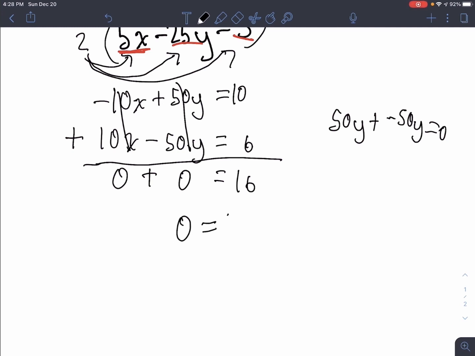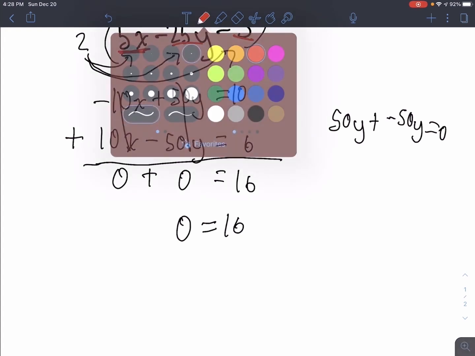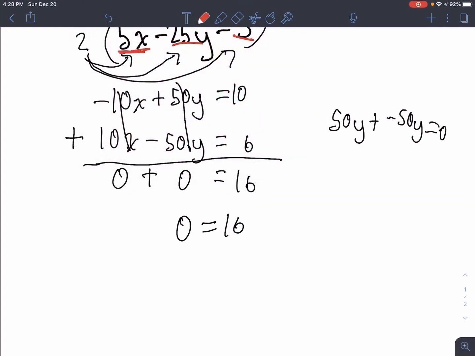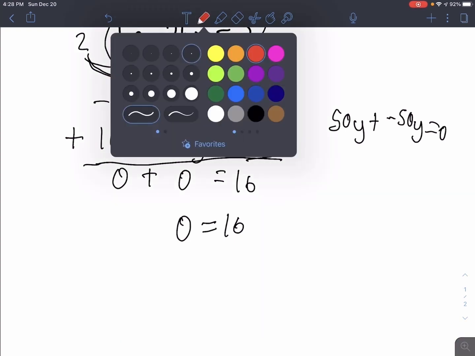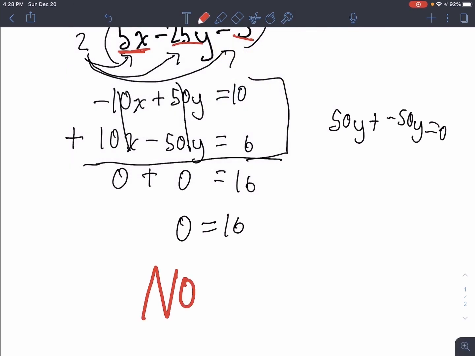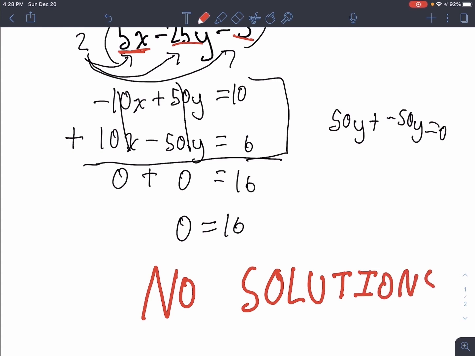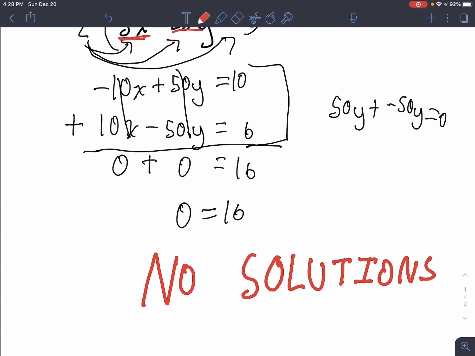And you get 0 equals 16, which is a strange result because 0 is obviously not equal to 16. You may have realized that your goal was to eliminate only one variable like x or y, but instead you eliminated both. Don't worry, you didn't do anything wrong. This basically means that this system of equations has no solution. So there can be systems of equations with no solutions. So this problem has no solution, so x and y are undefined.